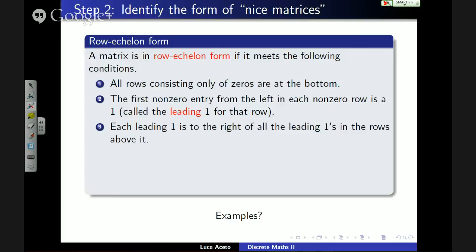Okay, now we got to look at the matrix. It's not just sufficient to look at a single row. So you look at the leading one in a row, and you look at the leading ones, the first ones that you meet in the rows above it. They should all be to the right. Not to the left, to the right. I'm doing the right left for you, not for me. Excellent. So this is what it takes for a matrix to be in row echelon form.